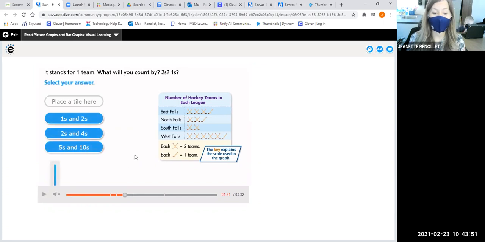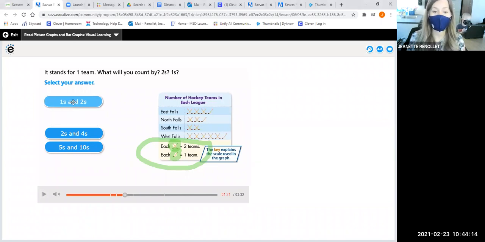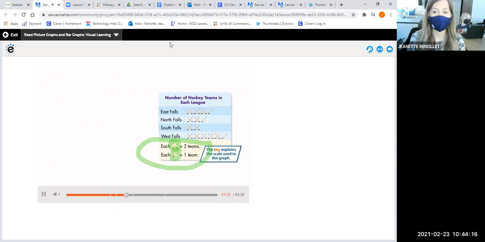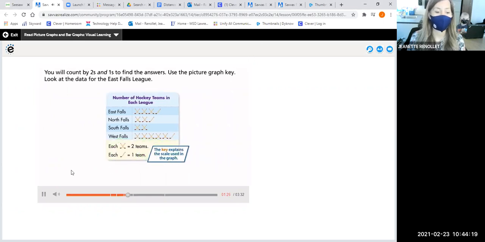Select your answer. In this example, we know that the scale helps us determine how we're going to count. We need to count by 2s when we see an X. We need to count by 1s when we see 1 hockey stick. Our answer is counting by 1s and 2s to read the graph. You will count by 2s and 1s to find the answers. Use the picture graph key. Look at the data for the East Falls League.